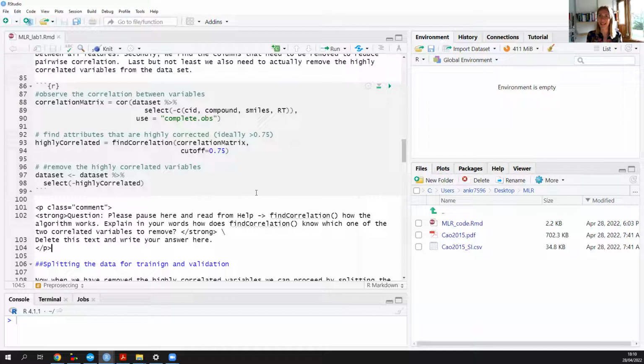So let's get started and dig into the very first exercise.